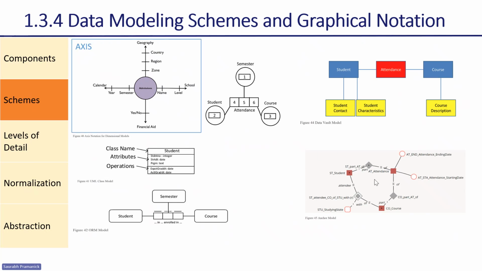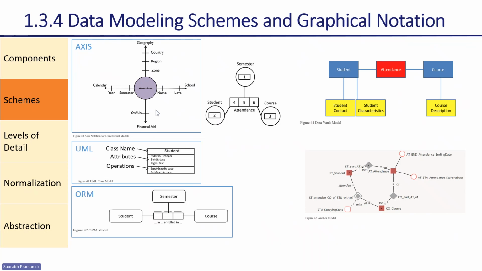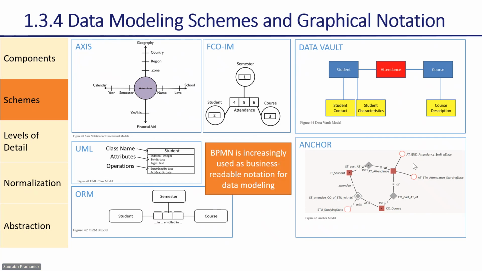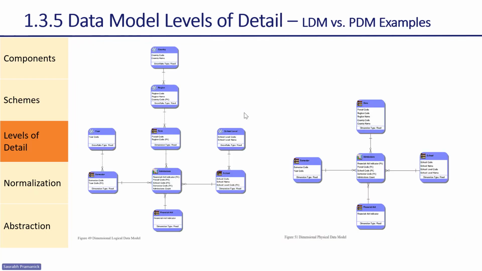This is an anchor-based data model. You can see an access-based data modeling style. You have the UML notations, you have the ORM notations, you have the COIM notations, a data vault which shows you the hubs, satellites, and the links relationships, and an anchor-based data modeling style. Again, these examples of dimensional-based physical data model versus logical data model, how it looks like. Logical will have more of business terms and all, but physical data model will have more of the physical terms, the physicalized names, nomenclatures, and some of the technical aspects around the data model.